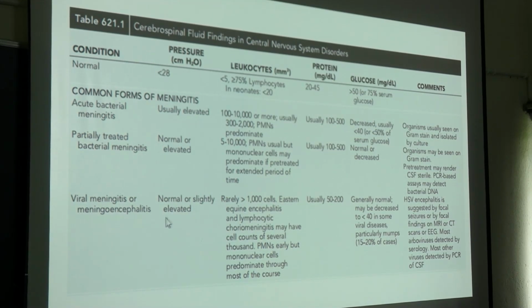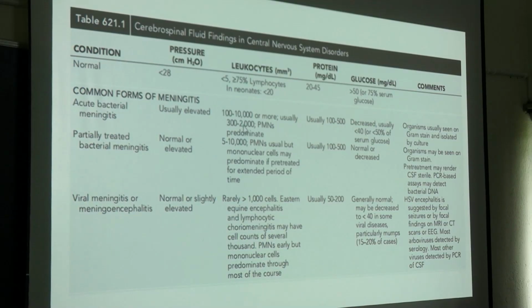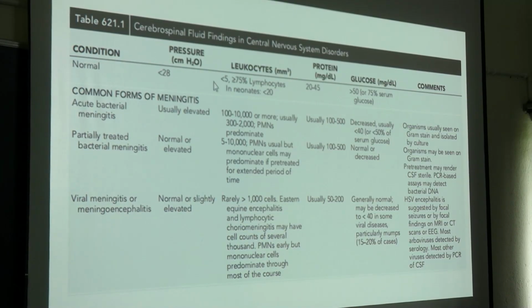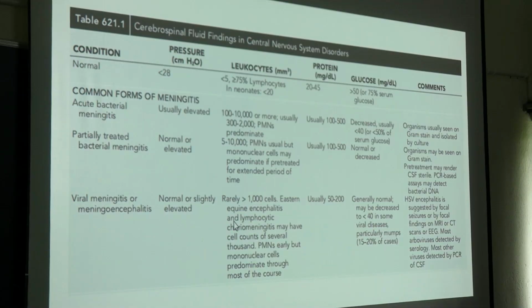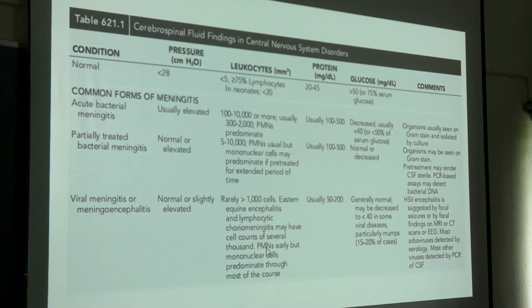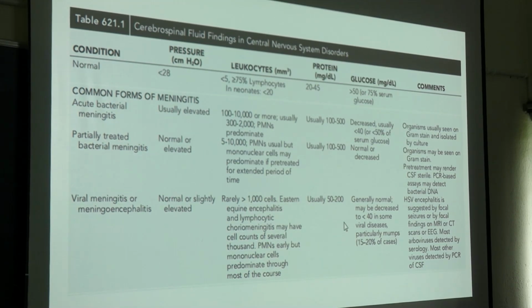Coming to viral meningitis, pressure is elevated. Now the cell count is increased in viral meningitis, but the amount of cell increase is much higher in bacterial meningitis than in viral meningitis. Some rarely, equine encephalitis, lymphocytic choriomeningitis, এগুলো রেয়ার জিনিস, then cell counts can be several thousand. Otherwise, cell count is not as high as that of bacterial meningitis. Protein count will be higher, but not as high as in bacterial meningitis.